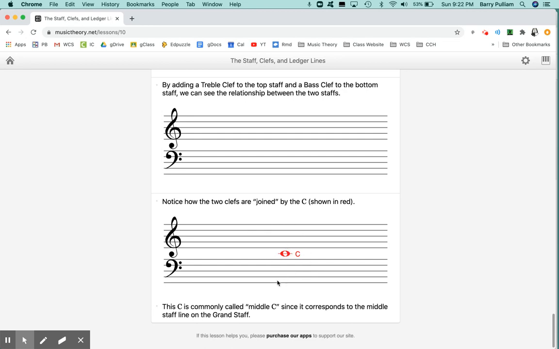It is exactly the same key on the piano, and it is called middle C, since it corresponds to the middle staff line on the grand staff. It is also the C on a piano that is nearest the center. It's not perfectly in the center, but it's the closest one to the center.